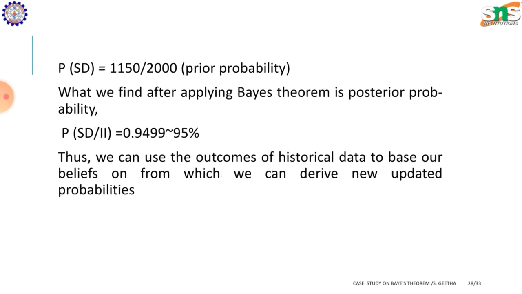P of SD is equal to 1150 out of 2000. These are prior probability values. What we find after applying Bayes' theorem is the posterior probability. P of SD given II is equal to 0.9499, which is equal to 95%. Thus, we can use the outcome of historical data to base our beliefs on, from which we can derive new updated probabilities.